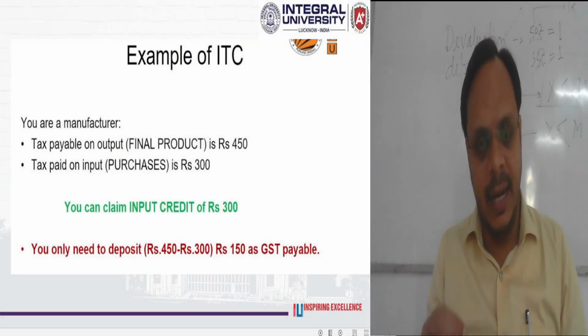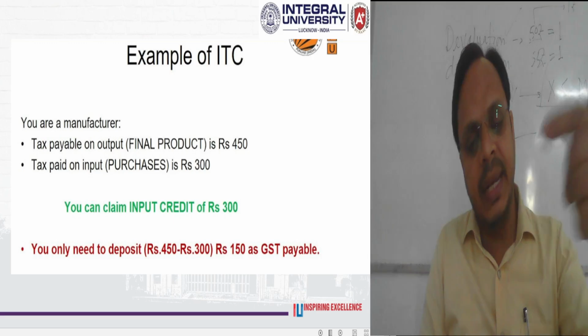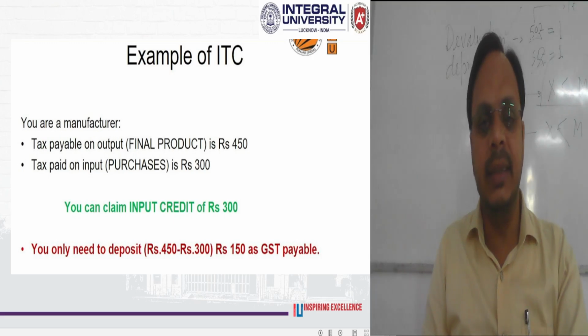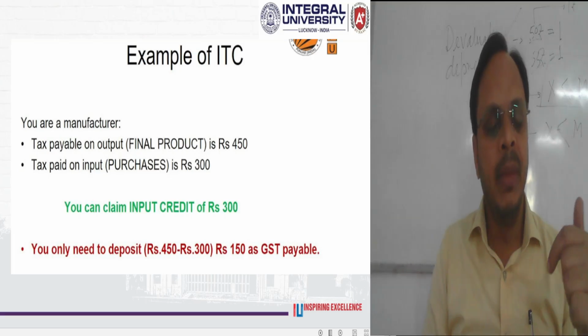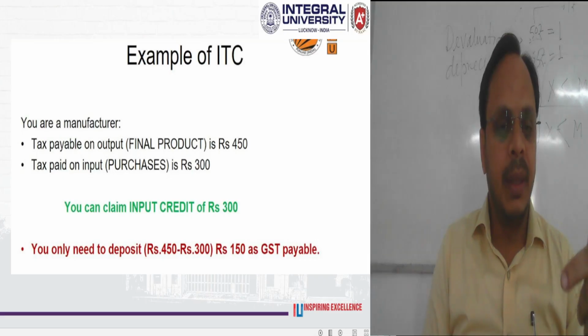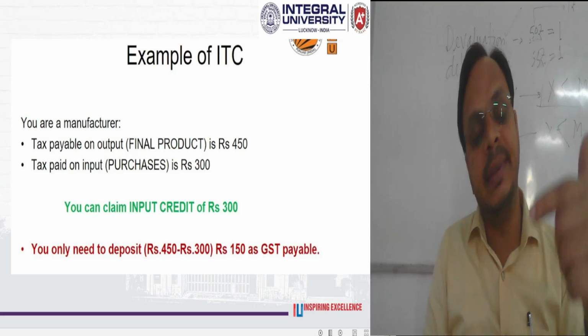Examples of taxes, ITC, we have just put in our previous example. By way of another example, try to understand the concept of ITC once again, because this concept is very important. A manufacturer paid taxes on output. Final product is rupees 450. Tax paid on input purchase is rupees 300.